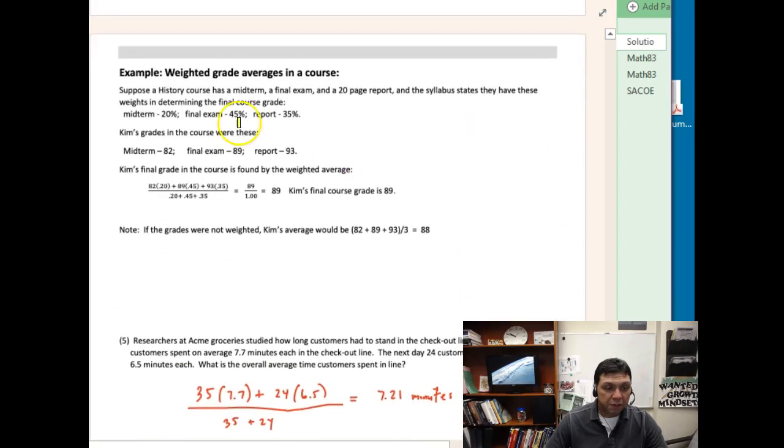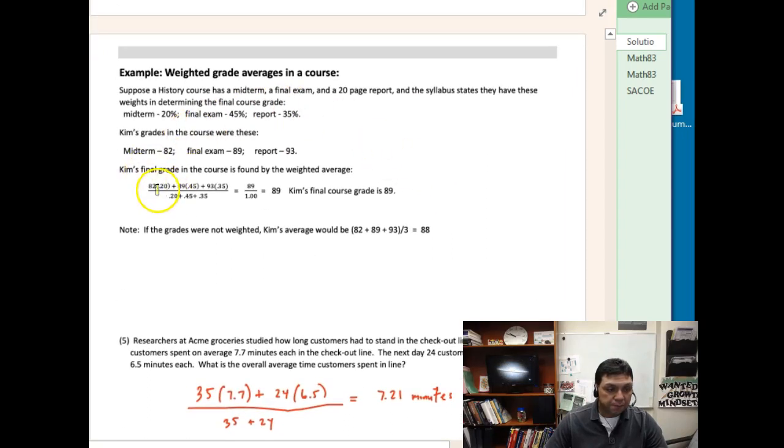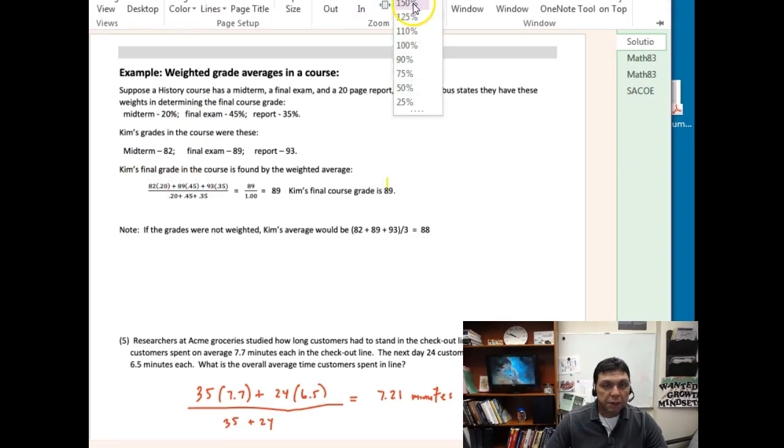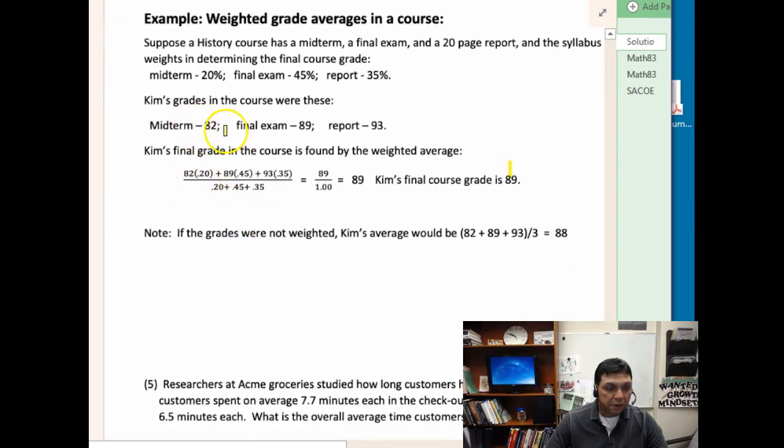Another example is grade averages in a course. Let me zoom in a little better on this one. If you look at those values, you can see you have 82s. These are the different categories, these are your scores, and these are the weights for each score. This is how you calculate your grade in the class per category: 82 times the 20%, 89 times the 45%, and 93 times the 35%. You divide it by the total of the percentages, 1, and you get 89, and that would be the grade.